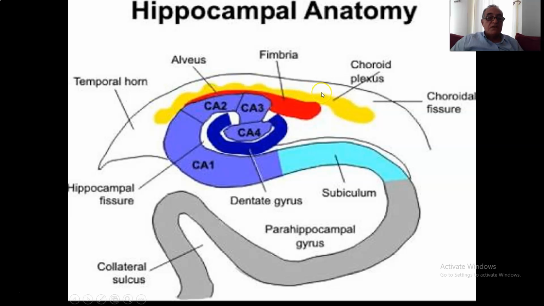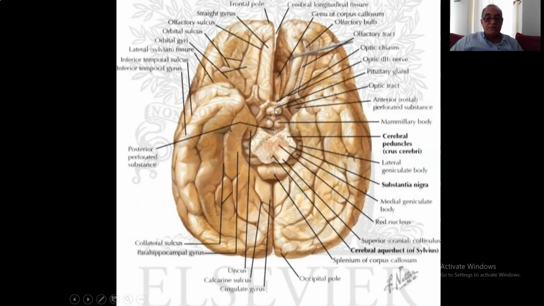And this is a view of the hippocampus, and it looks like a seahorse, and this is a coronal cut showing it present in the floor of the temporal horn of the lateral ventricle, but the anatomy of the hippocampus will be discussed in detail with the anatomy of the limbic system.